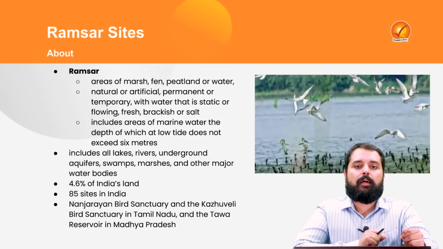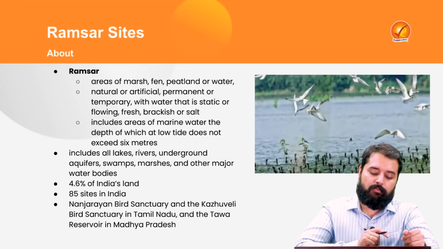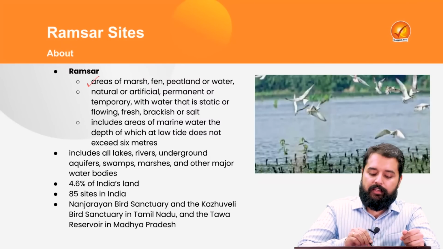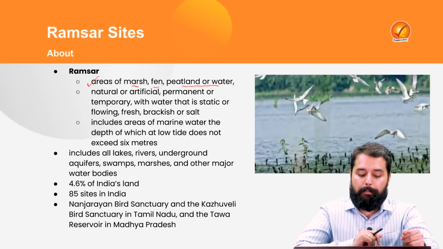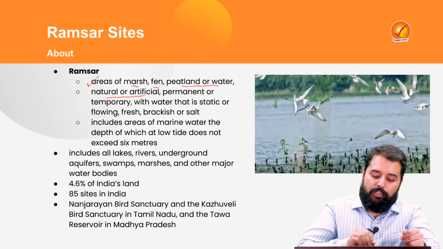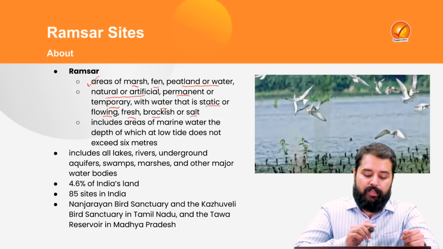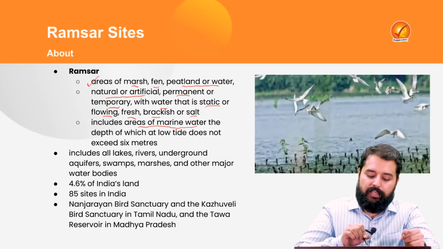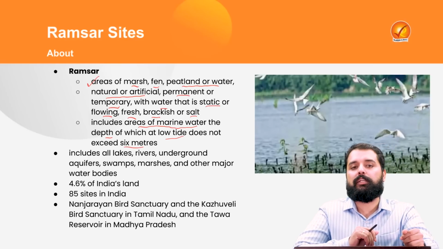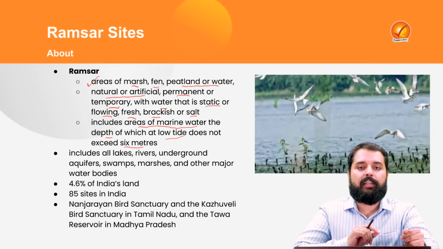First, what are the Ramsar Sites? As per the Ramsar Convention, they are defined as the areas which consist of marshes, fen, peatland or water, that is swampy areas, whether they are natural or artificial, whether they are permanent or temporary, with water that is static or flowing, whether it is fresh water or brackish or salt water. And it also includes areas of marine water where the depth at low tide does not exceed 6 meters. They will be termed as wetlands which can be entered into the Ramsar sites.